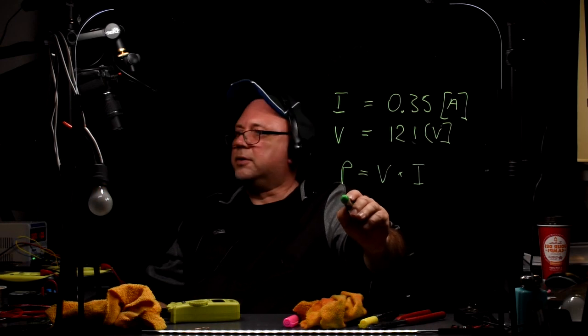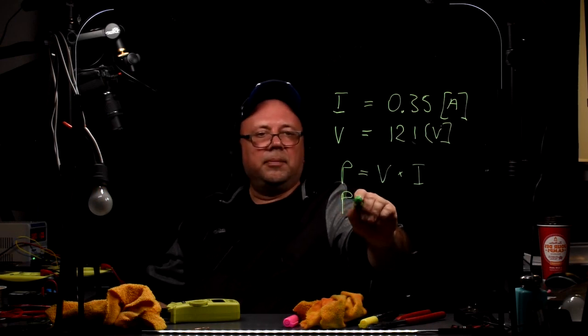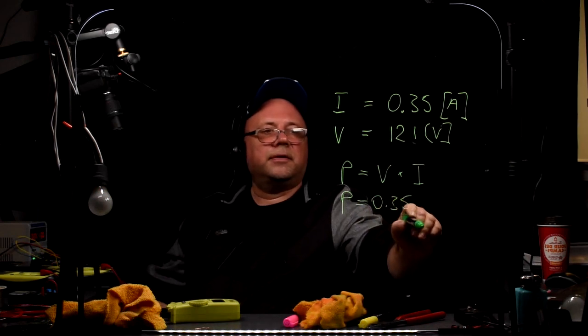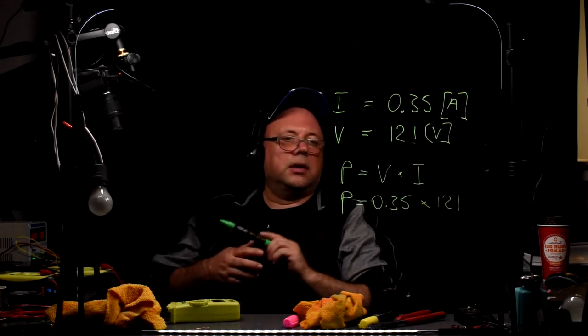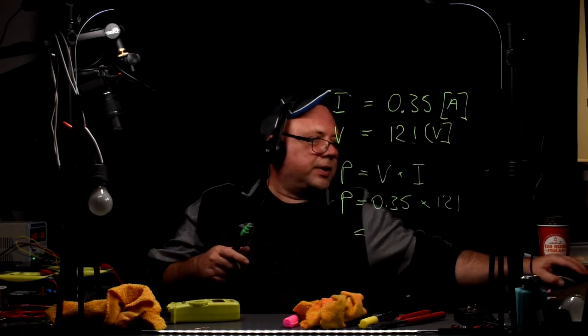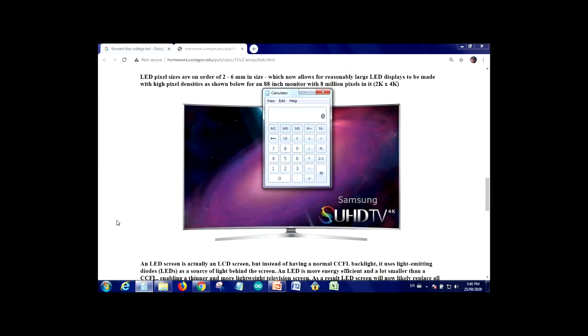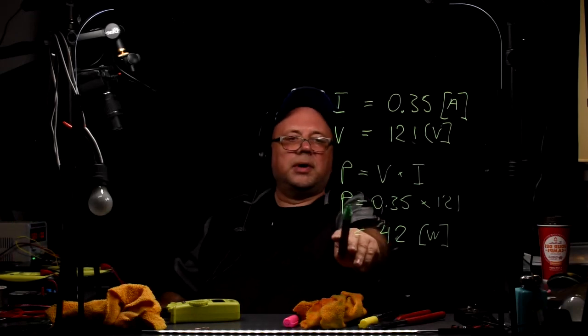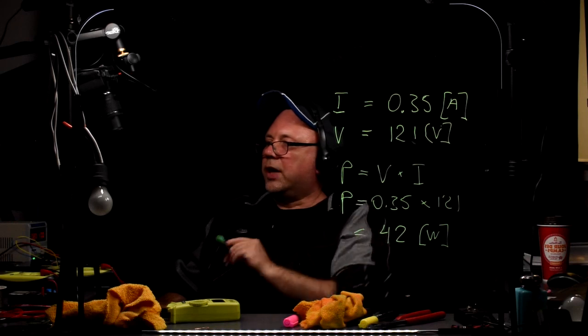So what's the power of the light bulb that's dissipating the power? Power equals 0.35 times 121 equals, let's see if we can get a calculator here. 0.35 times 121 equals around 42.35, so let's say 42, and that unit is going to be watts.